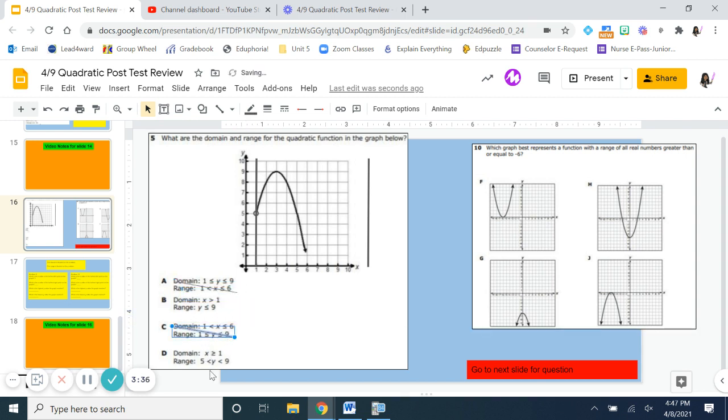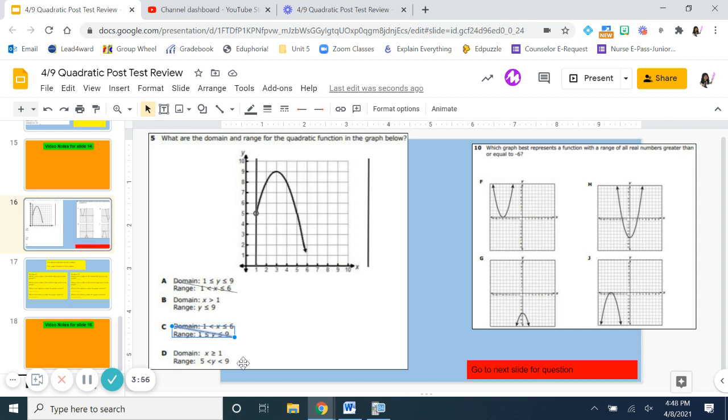And D says that the x value has to be greater than or equal to 1. So if I look here, here's the 1, and my graph goes on to the right, and all of these numbers are greater than 1. So that could also be a possibility.